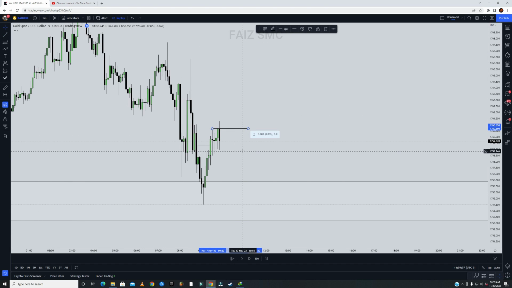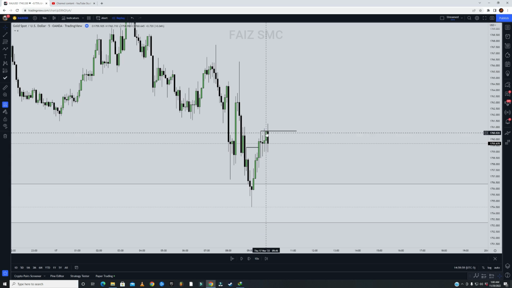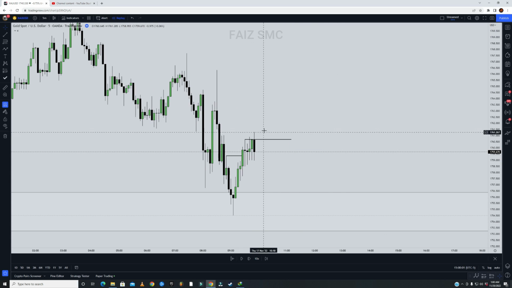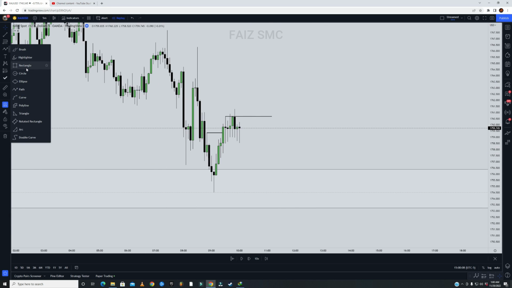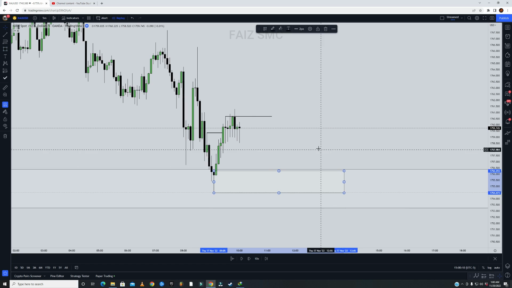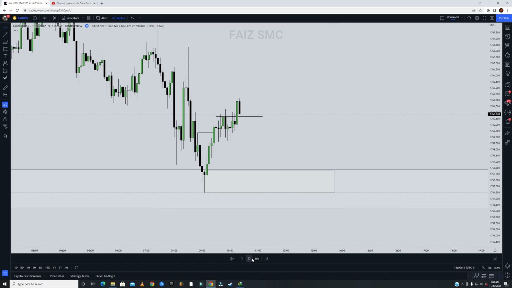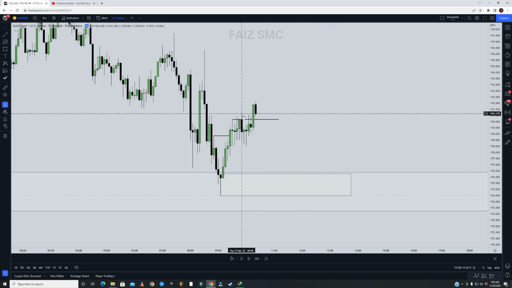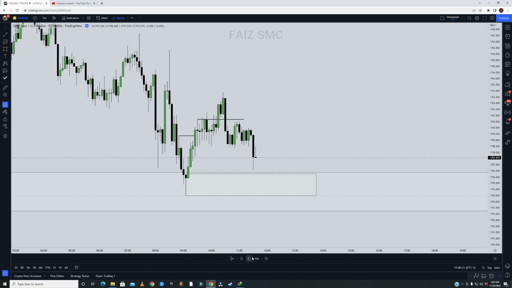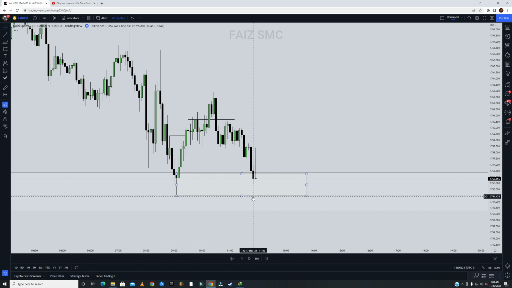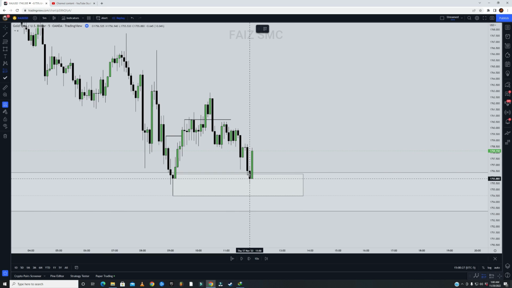So it doesn't need to close above this high. It can just wick, and that would be considered as break of structure. So make sure you know that, okay? And after that, what we have is this order block right here that we can look to take our entry. But as you can see, price anyways went ahead and broke the structure. So now what we can do is we will wait for price to come back into our entry zone. Now the entry was before 12, so we are going to be okay.